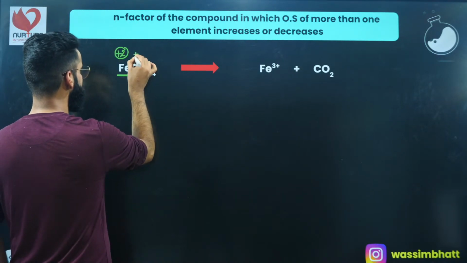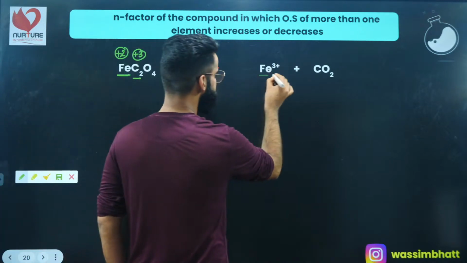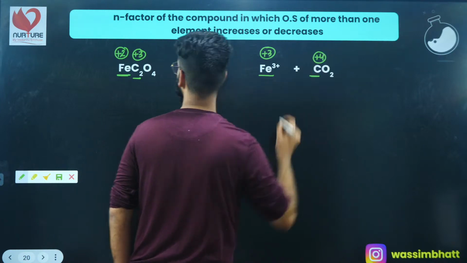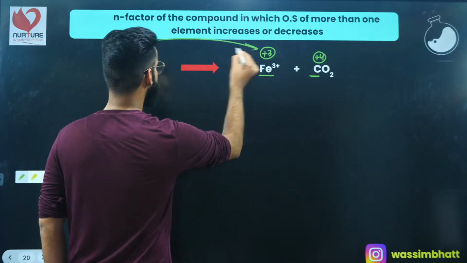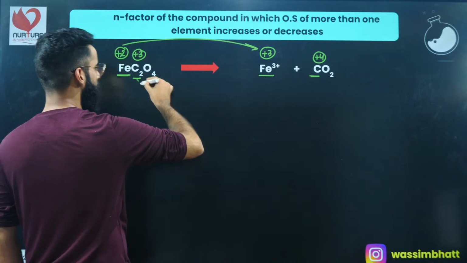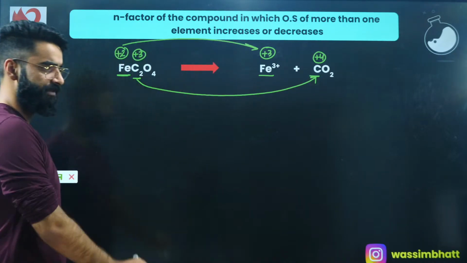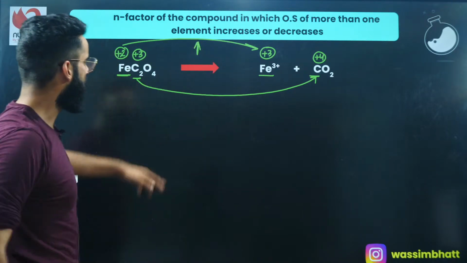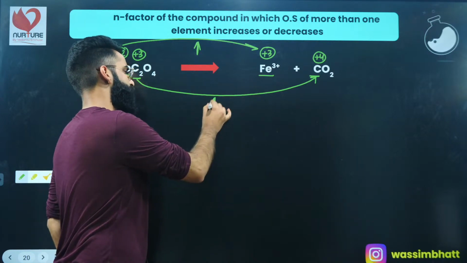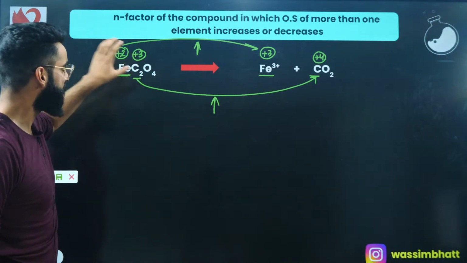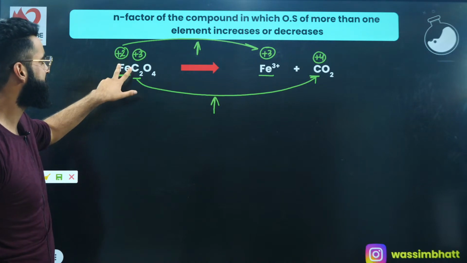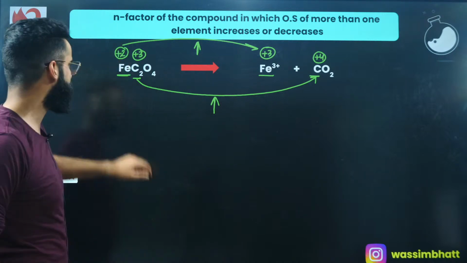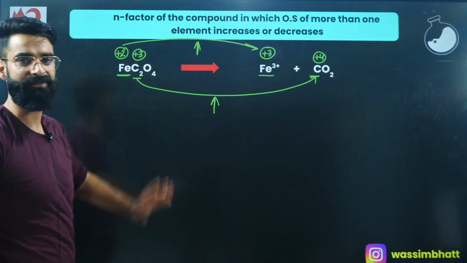Oxidation state of this carbon, it's +3, right? Oxidation state of this iron, it's +3. Oxidation state of this carbon, it's +4, right? Now, +2 to +3, +2 to +3. Oxidation state of iron is changing. Oxidation state of carbon is also changing, right? Now understand one thing. Oxidation state of iron is increasing, and at the same time, oxidation state of carbon is also increasing. So I'll say this compound comes in the category in which oxidation state of two elements simultaneously increases, right?